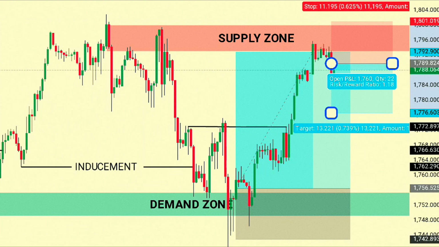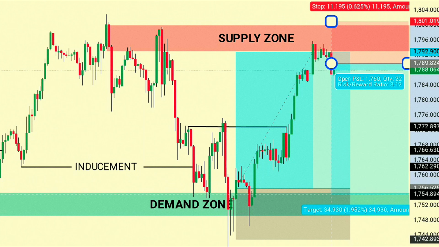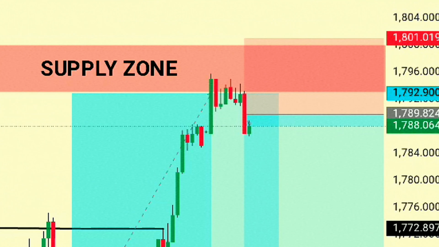After entering the supply zone, price started showing clear bearish confirmation. You can see that bullish momentum was no longer aggressive, and price slowly began forming weaker continuations. Instead of creating strong bullish expansion, price started respecting lower highs inside supply. This was the major confirmation I was waiting for.